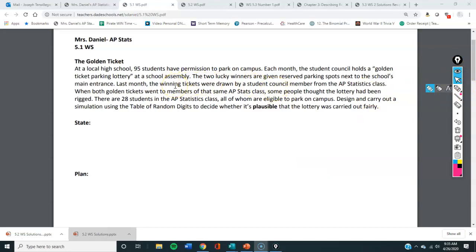So, there's golden tickets. There's 95 kids parking. Each month they give away 2 golden tickets. There's 95 students parking. Each month they give 2 lucky winners. They want to know what 2 members were in AP Stats. And some people are like, hey, that was rigged, because there's only 28 kids in AP Stats, and the fact that 2 out of the 95 were AP Stats kids shows me it's rigged. So we want to tell whether or not it was plausible that the lottery was carried out fairly.